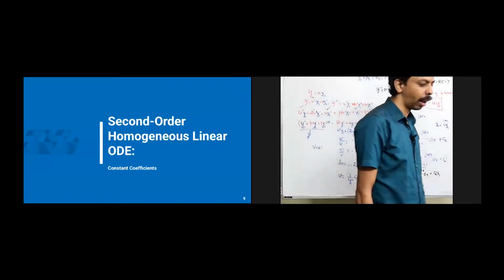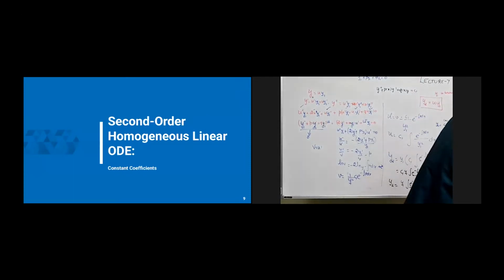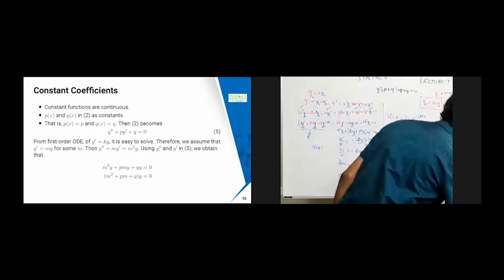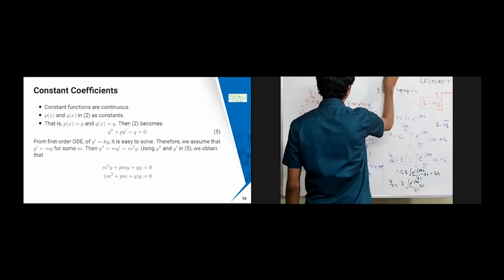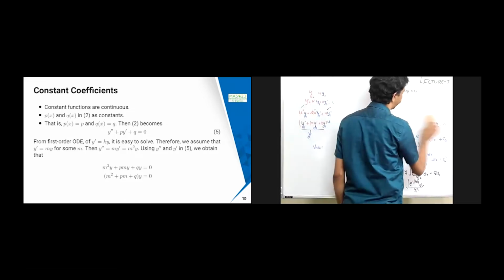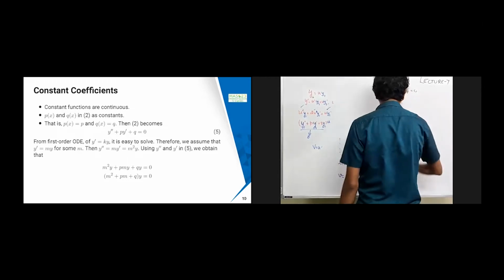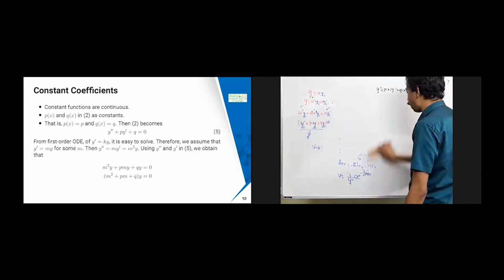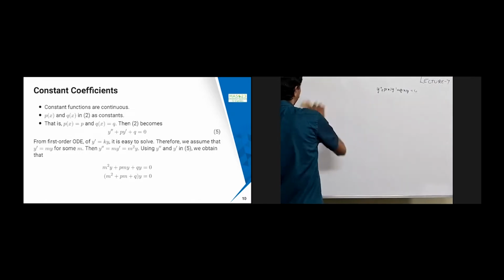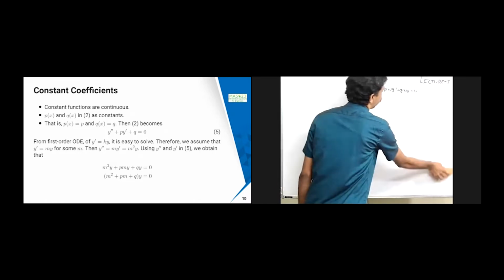We are going to solve some second order homogeneous linear ODE with constant coefficients. Again, we are going to solve this problem. What are the conditions we require? We require p of x and q of x to be continuous. The simple continuous functions I know are constant functions, which are always continuous. Using the constant function you are going to get the answer for this one. So let us assume that p of x and q of x are constant.